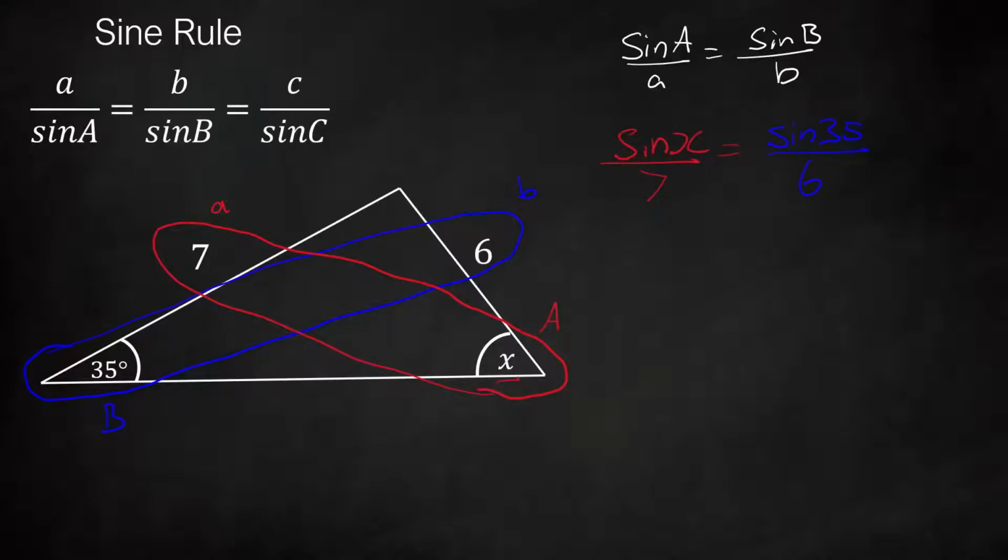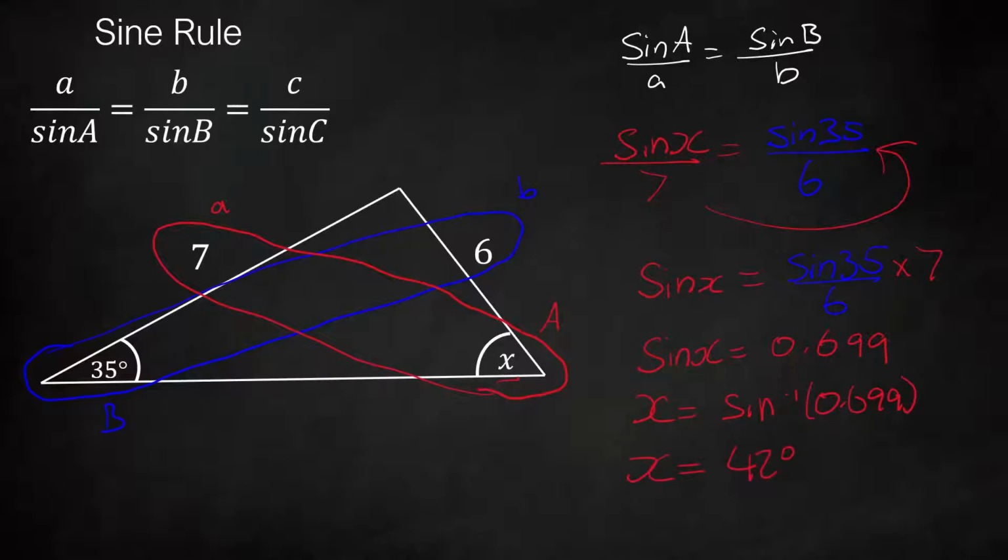And again, we rearrange to get sine x on its own, so we'll bring the 7 up to the other side by times-ing both sides by 7. And that leaves us with sine of x is equal to sine 35 over 6 times 7. And pop that in your calculator, we get that sine x is equal to 0.699. And the reason I've not rounded it up to 0.7 here is because we're not done yet. We need to find just x on its own, and you don't round until the last step. So x is the inverse sine of the answer we had above, and if you pop that in your calculator, x comes out to be 42 degrees.